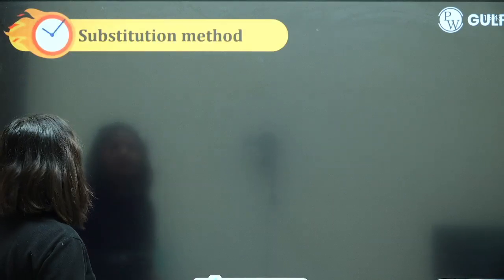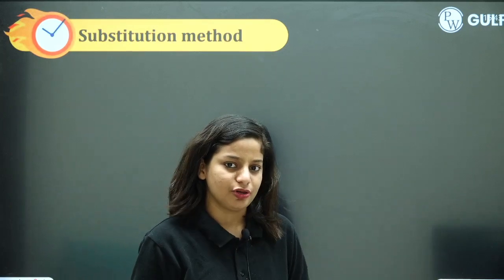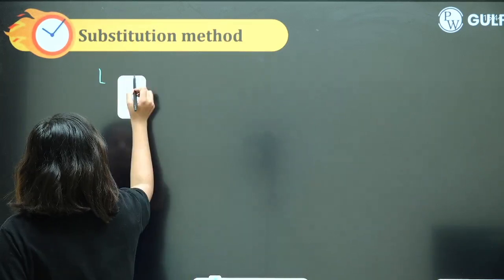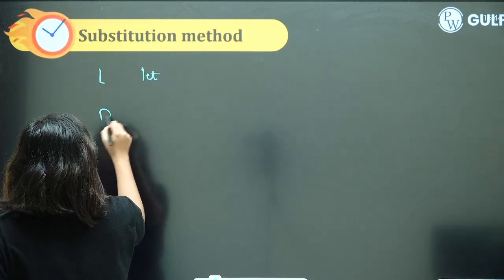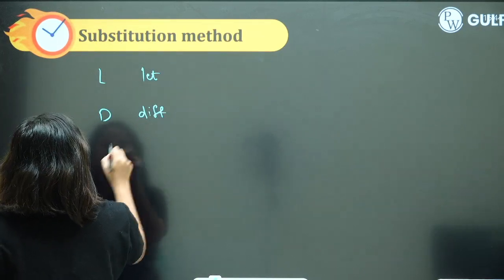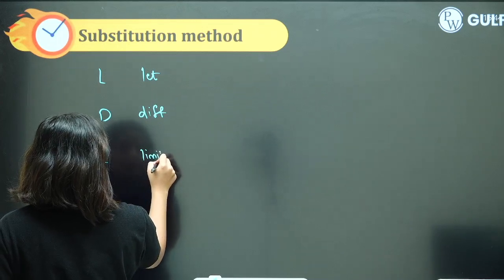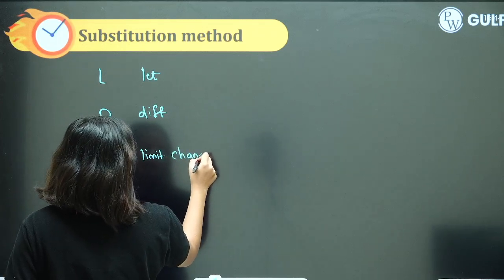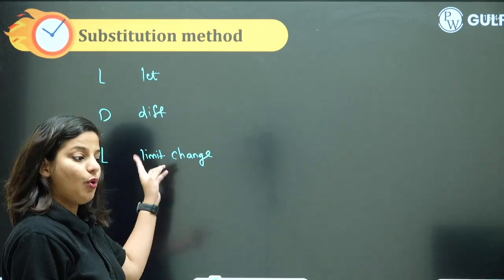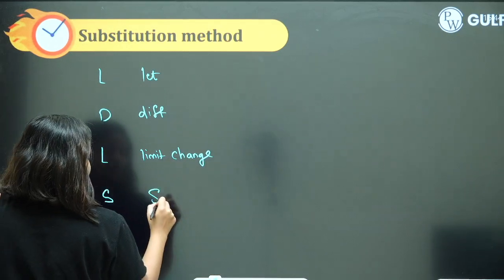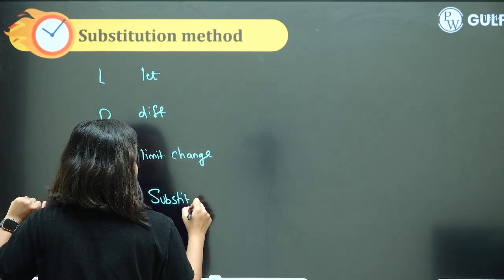Good. Next one is substitution method. L for let, D for you will differentiate, S for change the limit. So if you're changing the variable, you also have to change the limits, in definite integration. And S for substitute. But when do we go for substitution method?